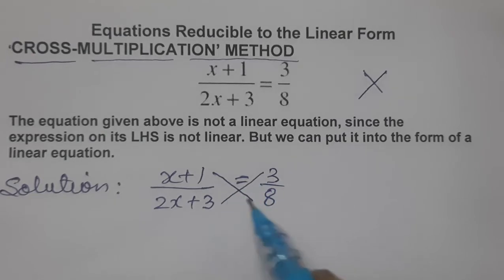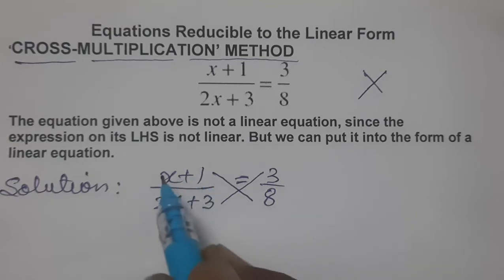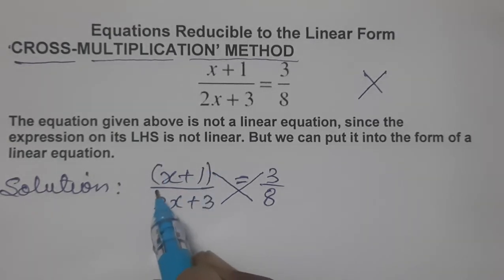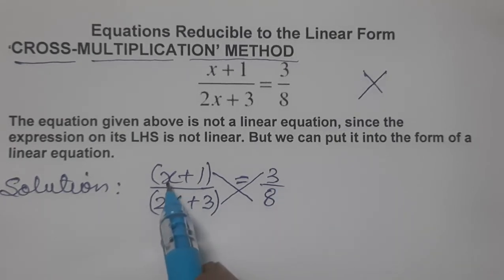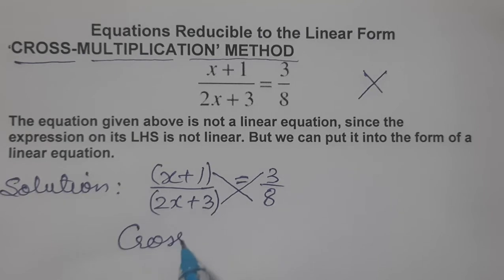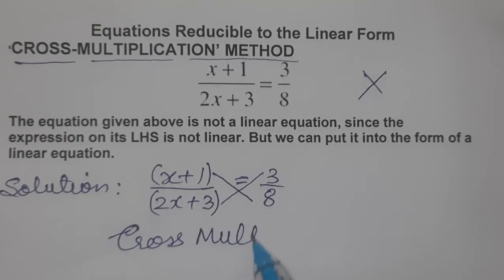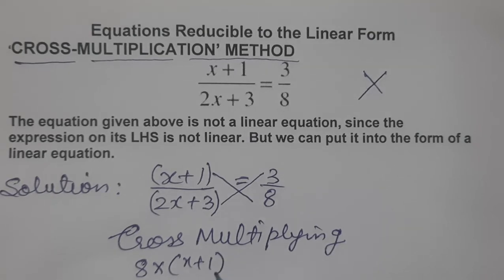We'll write like this. And one thing to remember, children: whenever two terms or three terms are there, always put brackets. So I put brackets here in the term x + 1 and 2x + 3. Here there is only one term, so no need to put brackets. But here there are two terms, x and 1, and 2x and 3, so we have to put brackets because we have to multiply 8 with both the terms and 3 with both the terms. So let's cross multiply. So we'll multiply 8 with (x + 1) and 3 with (2x + 3).